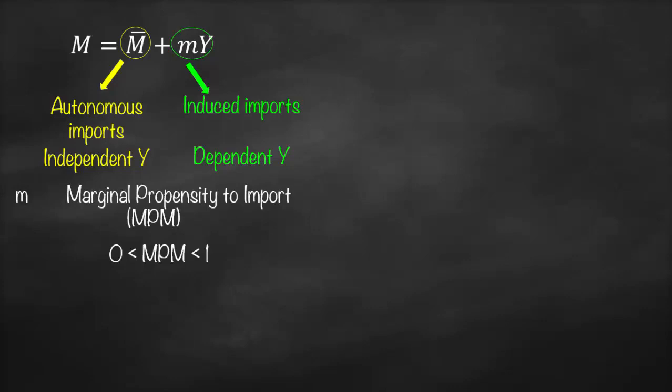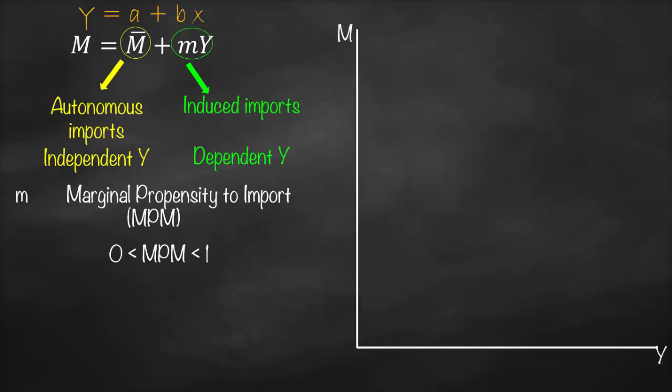Do you remember our high school math? Our y equals a plus bx. Therefore, if we'd like to draw our import function, our x-axis will be our income level and our y-axis will be our imports. Since we have here M bar, which is a, the intercept, and we have here b, which is little m, is positive, this means that we have a positive slope. Therefore, we're not going to start from zero. We'll start here from the intercept, which is M bar. And this is our import function.